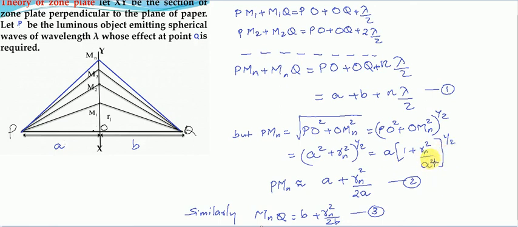Now you can expand this bracket using binomial expansion, eliminating the higher order powers. We get approximately PMn equal to a plus Rn square by 2a. In the same way, we can simplify MnQ equal to b plus Rn square by 2b. So we got the expression for PMn and MnQ. Now substitute this PMn and MnQ in equation number 1. So equation number 1 will become a plus Rn square by 2a plus b plus Rn square by 2b equal to a plus b plus n lambda by 2.